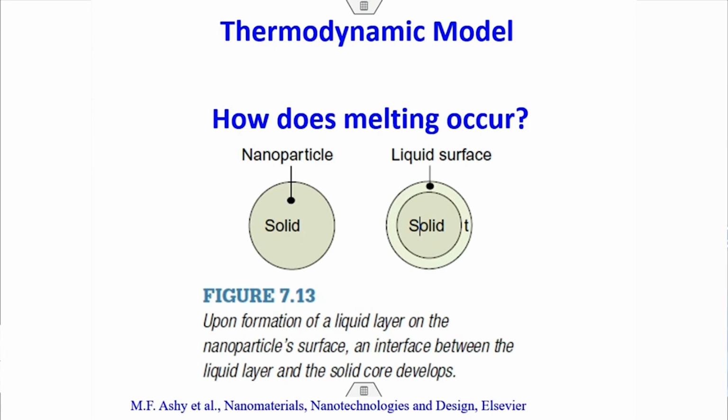So, the liquid which nucleates at the surface will slowly grow and move inside the solid spherical nanoparticle. Well, you can use any kind of shape, but for the sake of simplicity and to make things clear, we use spherical nanoparticles and showed how the liquid front which forms at the surface of the nanoparticle can move inside and melt it completely. And this is how melting normally happens in nanomaterials.